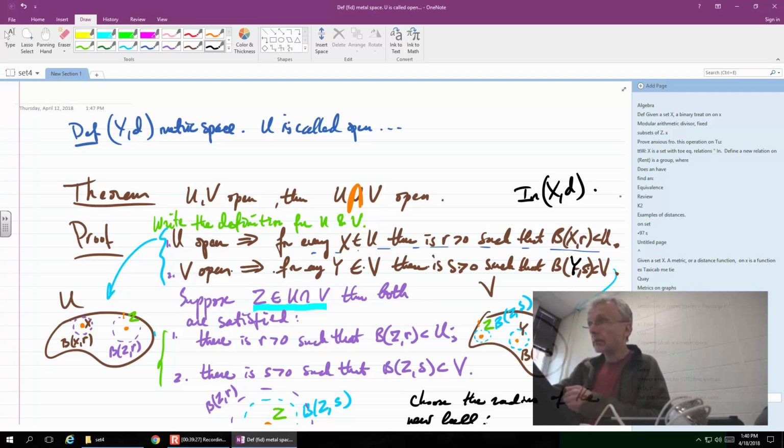If "then" is replaced with the arrow going in the opposite direction. So, anybody would like to state it? Just if the intersection of U and V is open, then U and V are open. Right, that's the converse. Okay, is it true?